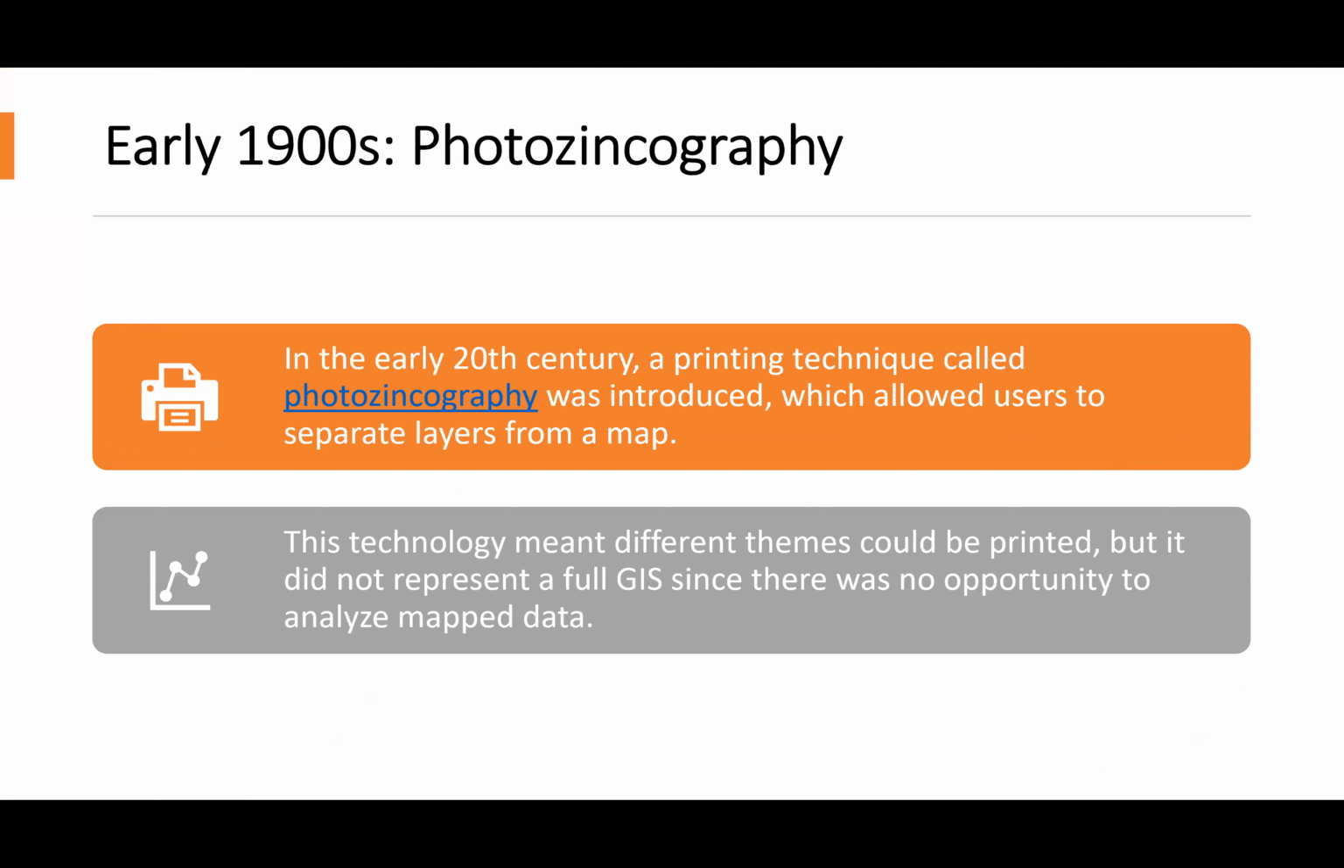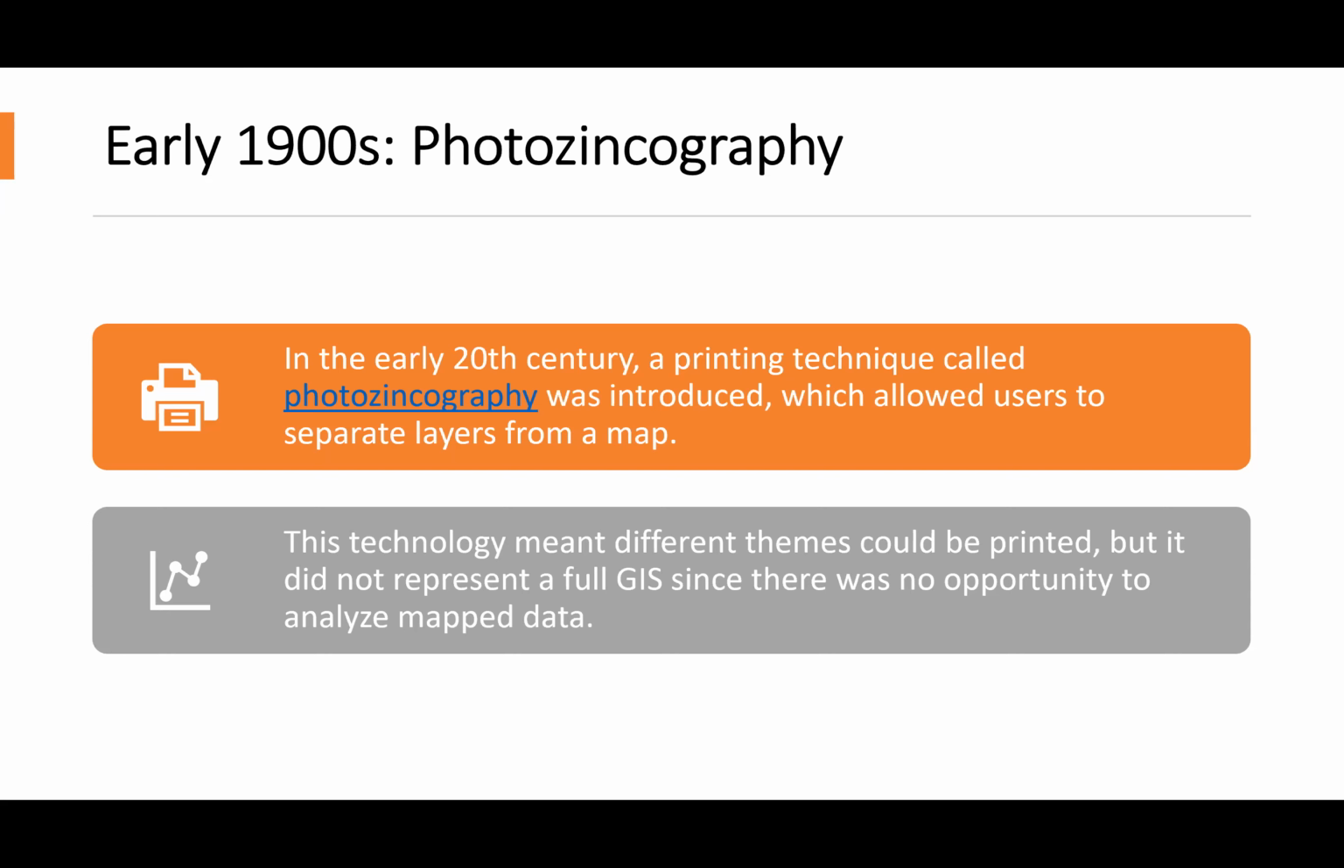So now we're moving to the early 20th century. A printing technique called photosyncography was introduced, and that allowed people to separate layers from a map. I don't know if you've been exposed to this because you're younger than I am, but think of the use of transparencies to project an image of some sort. This process allowed users to separate those layers so that they weren't all on one specific map, but rather on 5 or 6 pages, let's say, of a map where you can turn the pages.